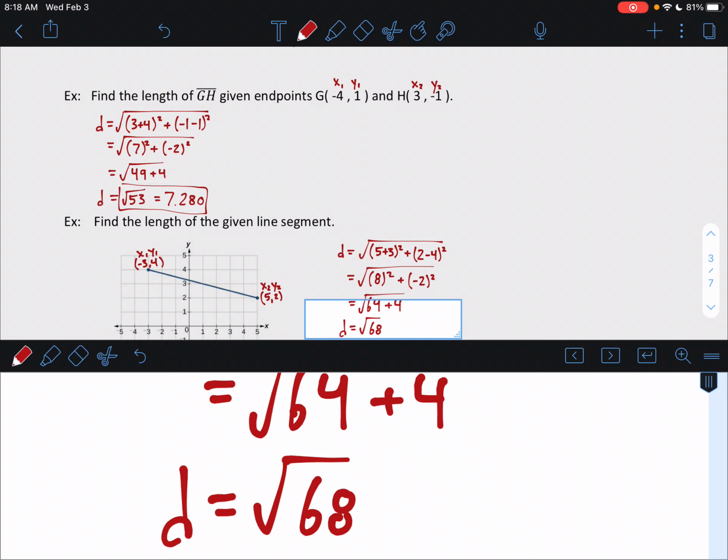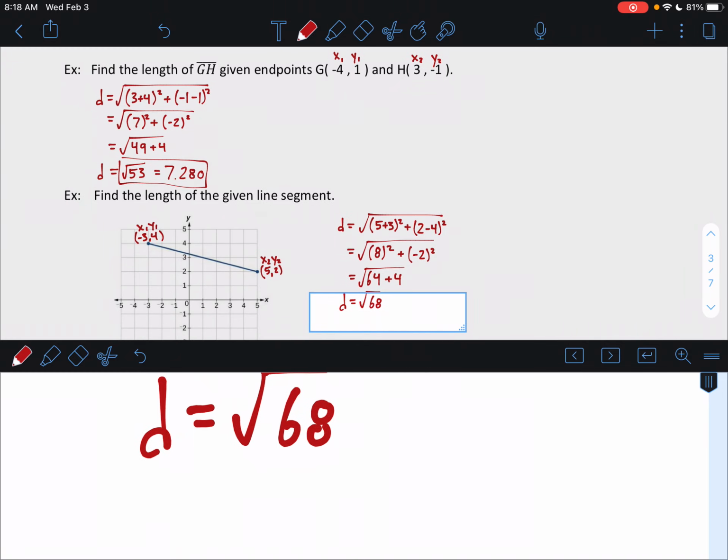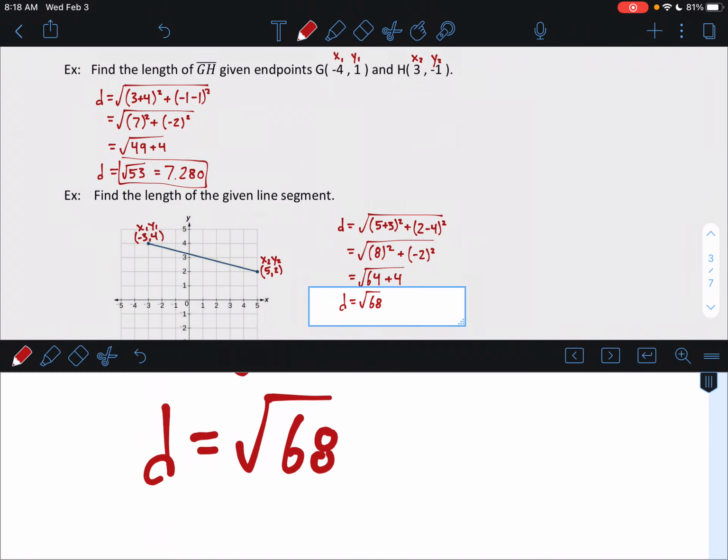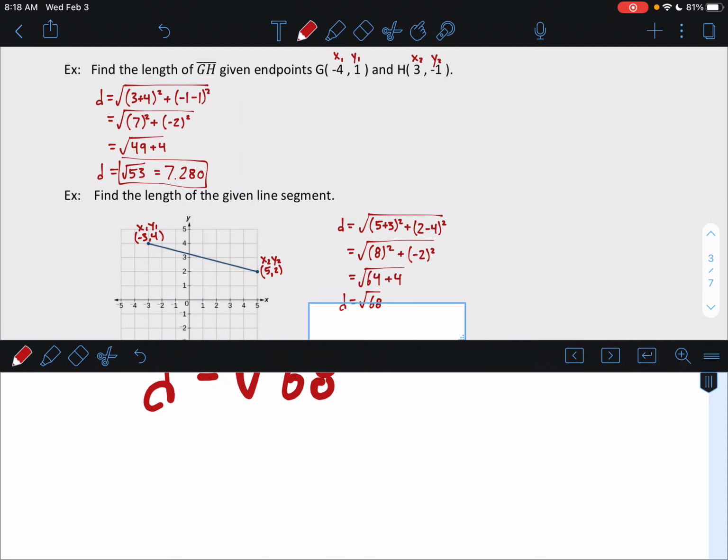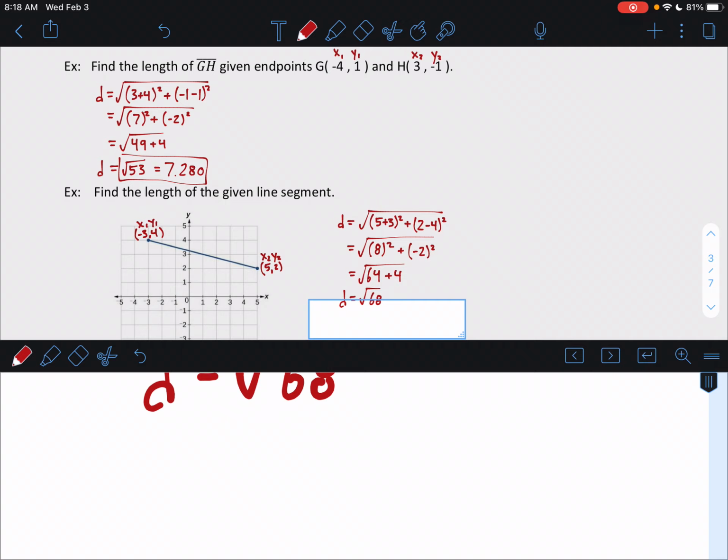If we are leaving this as a radical, there's one thing we have to do. This square root of 68, this radical, can be simplified. And I know that in Algebra 1, you guys learned how to simplify radicals like this. So this number, you can split it up. You need to find the largest perfect square that's going to go into 68. In this case, the largest perfect square that goes into 68 is 4. Because, you know, 2 squared is 4. 4 is a perfect square.